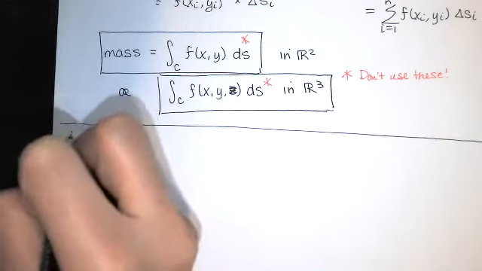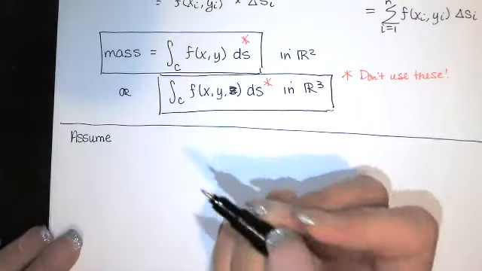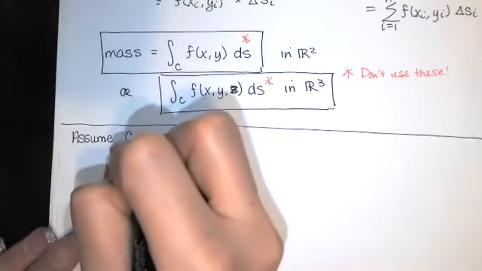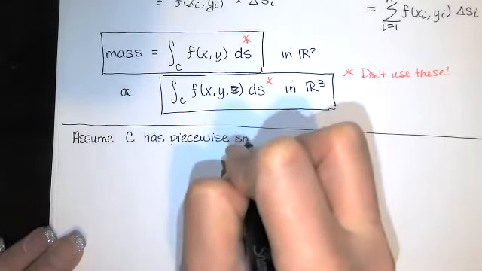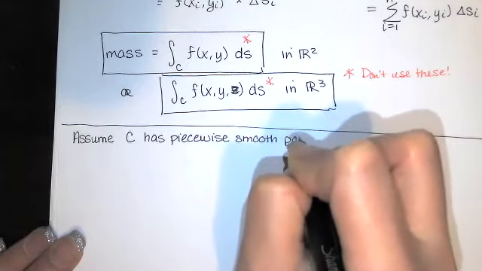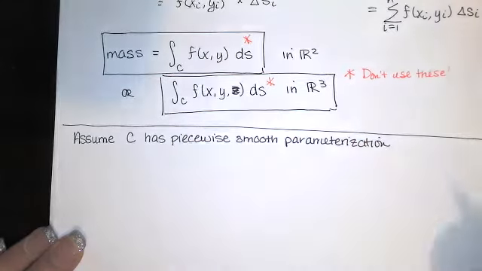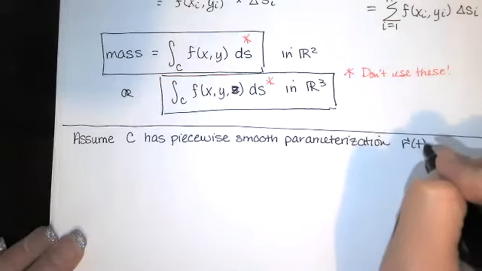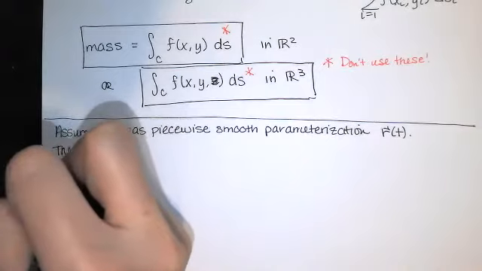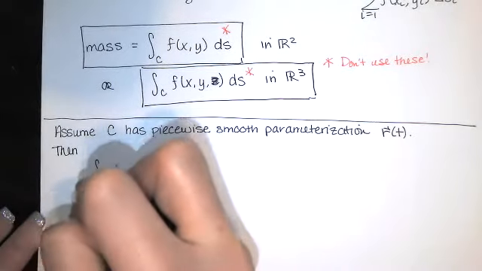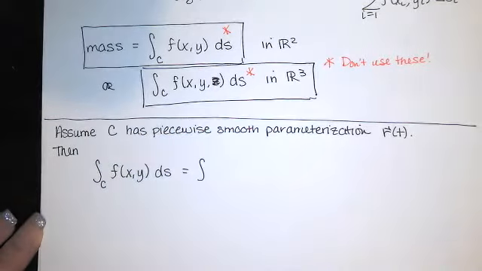So we're assuming that we have a piecewise smooth parameterization of C. And I'll remind you what piecewise smooth means in just a moment. And that piecewise smooth parameterization is given by r of t. In that case, then our line integral of f of x, y over C is given by this.